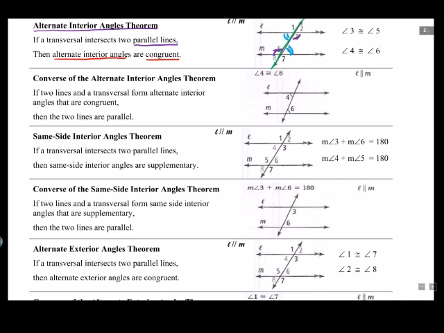And then we have the converse of the alternate interior angle theorem that says if two lines and a transversal form alternate interior angles that are congruent, so here's our transversal, here's our congruent angles, then what can we say? The lines are parallel. So again, we can mark parallel lines. Are you seeing a theme here?